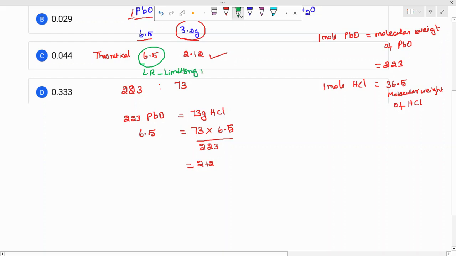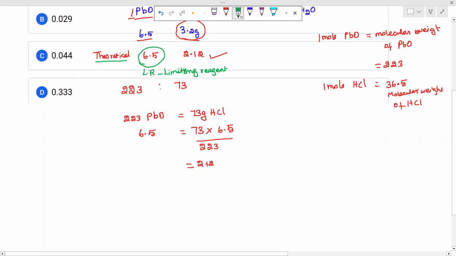I have already posted a video on the limiting reagent, I think in Tamil, with the explanation. Please check that one, or otherwise send me a message. I will post a video to explain the limiting reagent again, either in Tamil or in English. Okay, and then look at this.